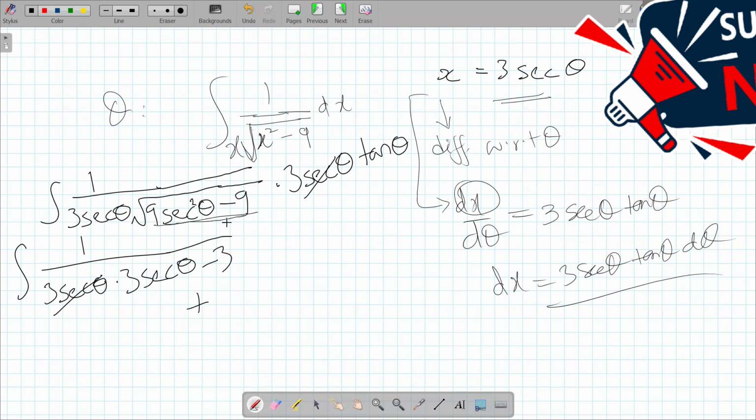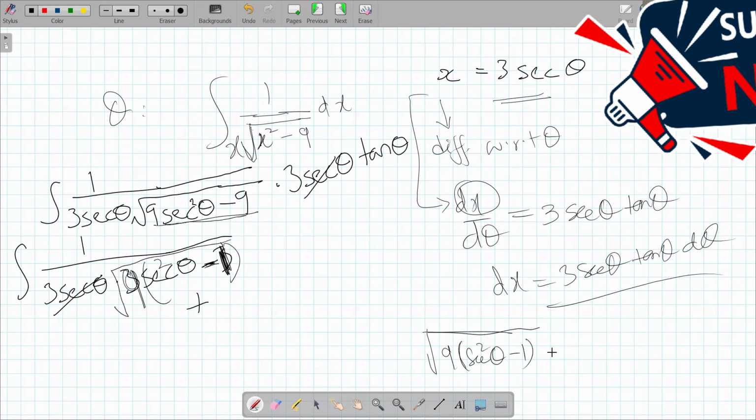I can take common from here. This should be 9 times sec square theta minus 1, if you take 9 outside. And the rule is there. But when you square root it, you cannot take the square root separately. There are two terms inside. 9 sec square theta minus 1 will become like this.